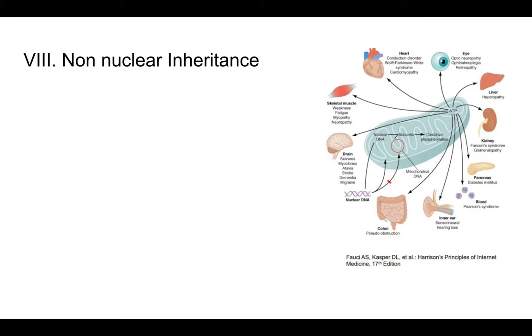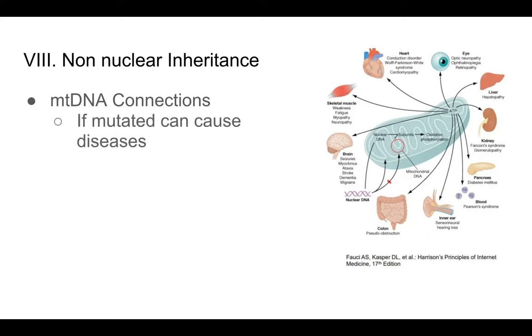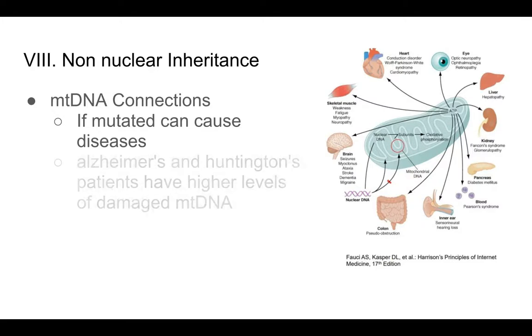Now, when it comes to non-nuclear inheritance, mitochondrial DNA has a couple of connections that I'll point out. All of this came from your video study. The first thing is that if that DNA is mutated, it can cause diseases. Just like our nuclear DNA mutated causes diseases, there are mitochondrial diseases as well. And so mutated mitochondrial DNA can lead to, you can look at this diagram, a host of conditions or issues that could arise.